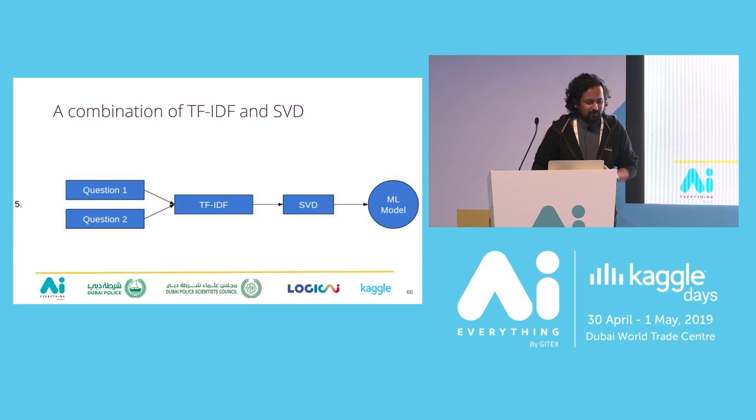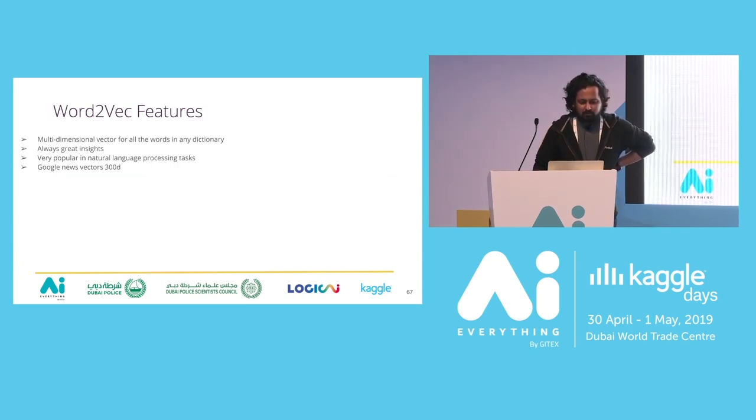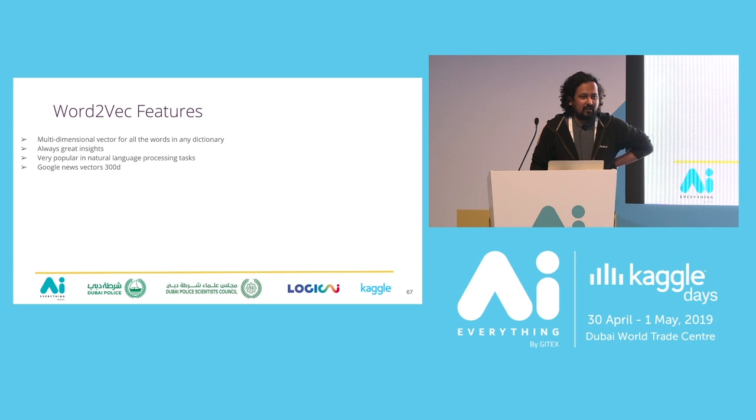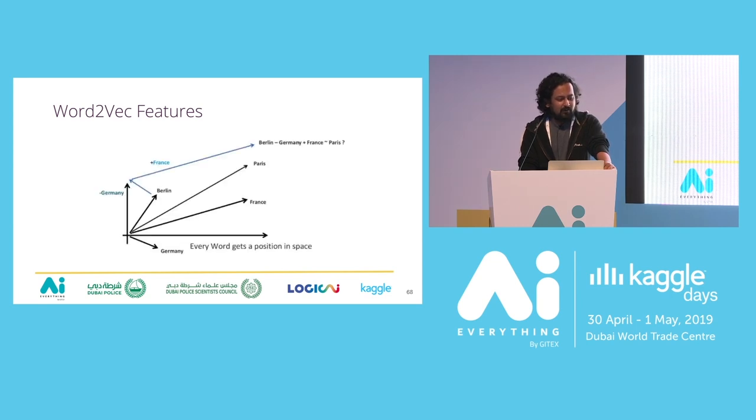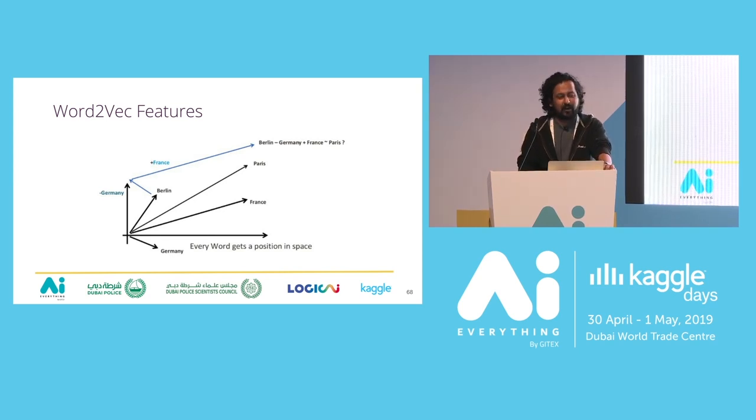The next ones are word2vec features. These are two-layer neural networks. They give a multi-dimensional word vector for every word in the dictionary or the corpus you have. They give great insights most of the time, and are very popular in NLP tasks. One of the examples is the Google News. Let's suppose every word gets a position in space. So you have vectors for every word. If you subtract Germany from Berlin, add France to it, you get a vector which is close to Paris. Quite basic, king, queen.